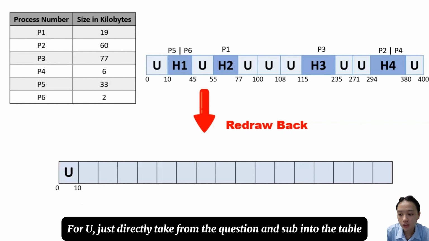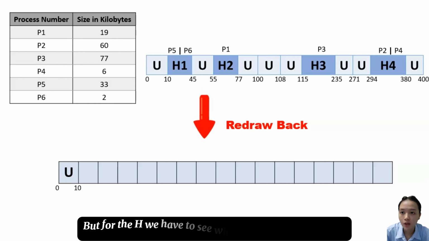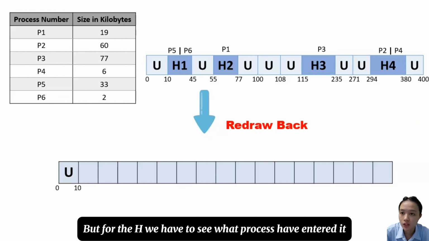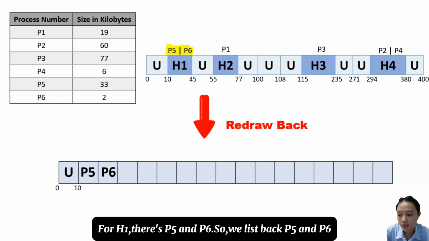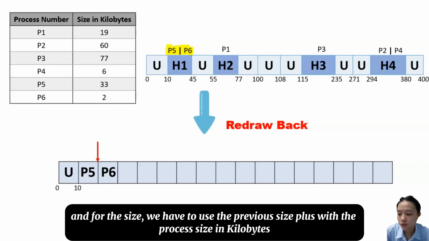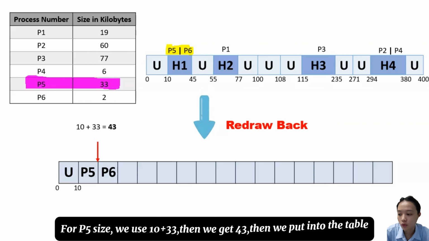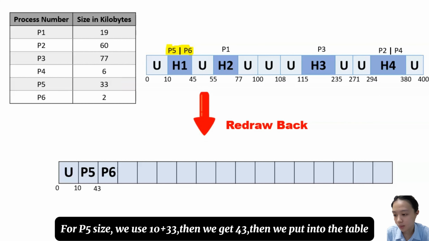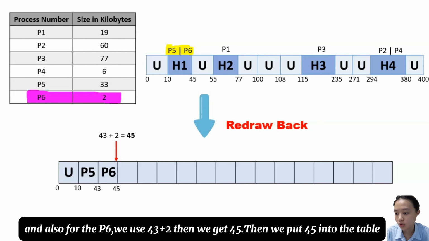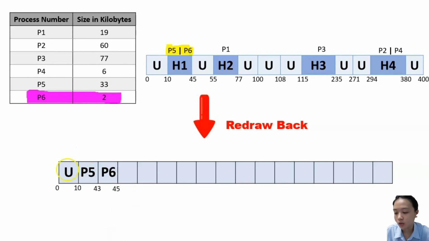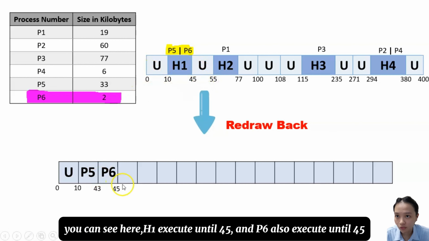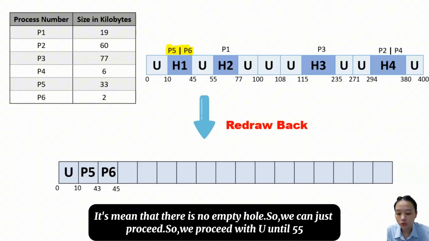For you just directly take from the question and sub it into the table. But for the hole, you have to see what process have entered it. So for H1, there is P5 and P6, so we list back P5 and P6. And for the size, we have to use the previous size plus the process size in kilobytes. So for P5 size, we use 10 plus 33, then we get 43. Then we put it into the table. And also for P6, we use 43 plus 2, then we get 45. Then we put 45 into the table. Then you can see here the H1 execute until 45 and P6 also execute until 45. So it means that there is no empty hole, so we can just proceed.